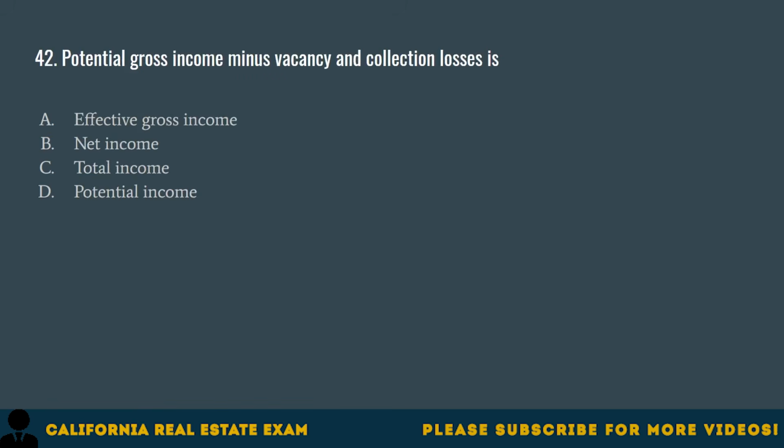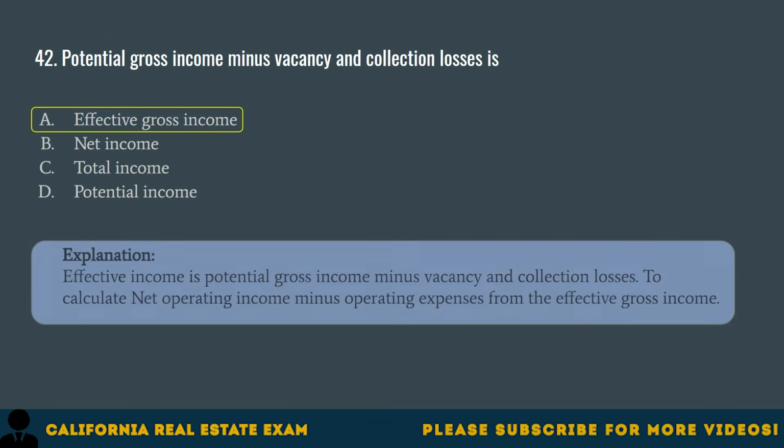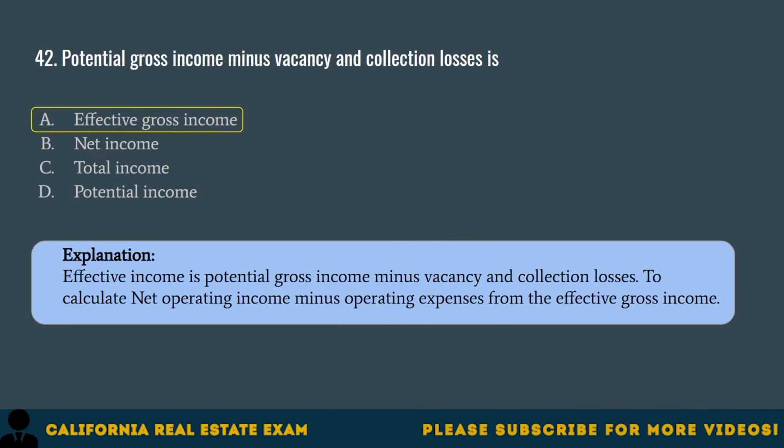Question 42. Potential gross income minus vacancy and collection losses is A. Effective gross income. B. Net income. C. Total income. D. Potential income. The correct answer is A. Effective gross income. Effective income is potential gross income minus vacancy and collection losses. To calculate net operating income, subtract operating expenses from the effective gross income.